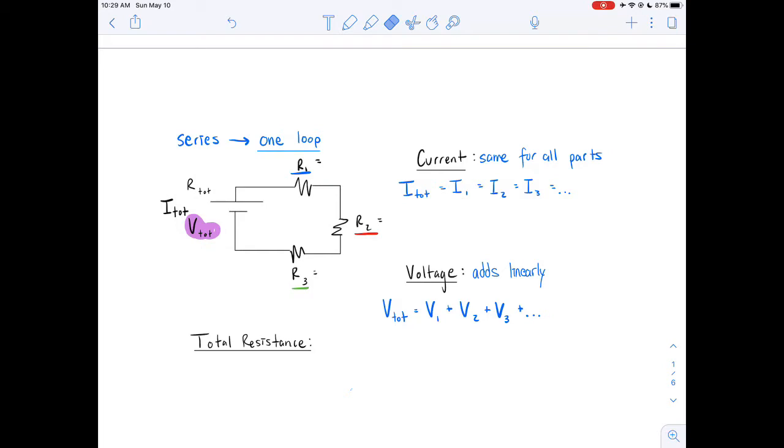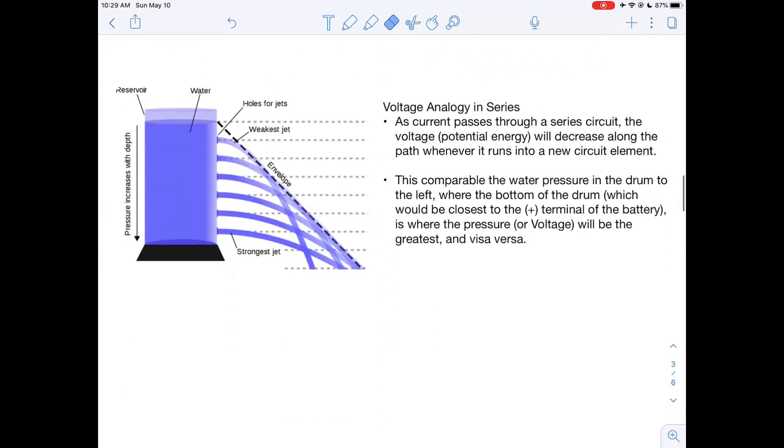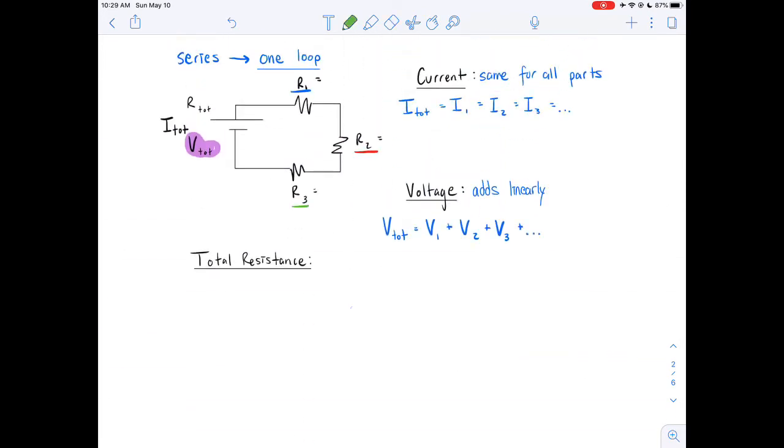So let's talk about what it means for the voltage to add linearly. To do that, I want to utilize this analogy. As current passes through a circuit, the voltage will decrease along the path that it takes whenever it runs into a new circuit element. So essentially, if we go back to the circuit, the voltage will be greatest at the first resistor, a little bit less at the second resistor, and then even less at the last resistor.